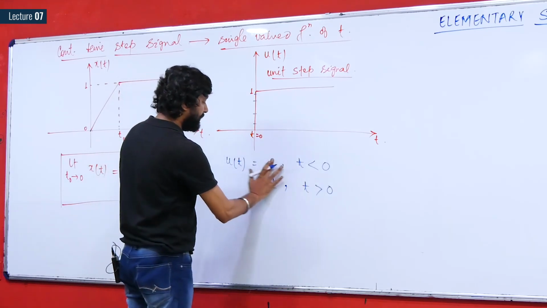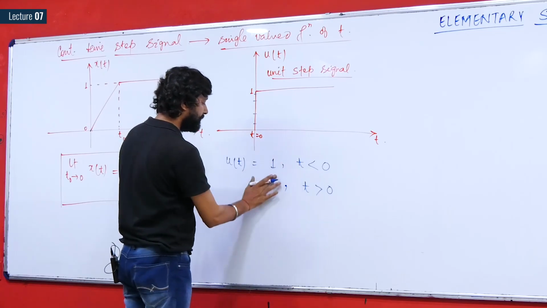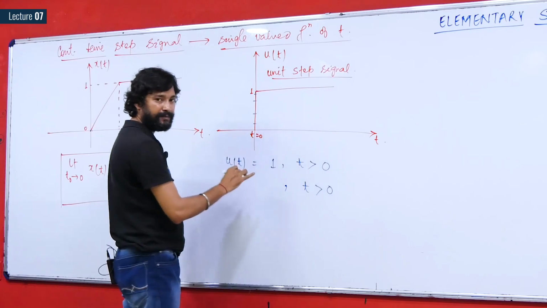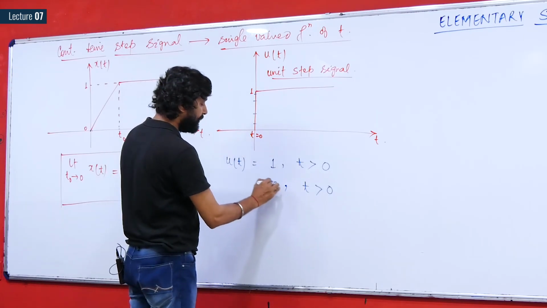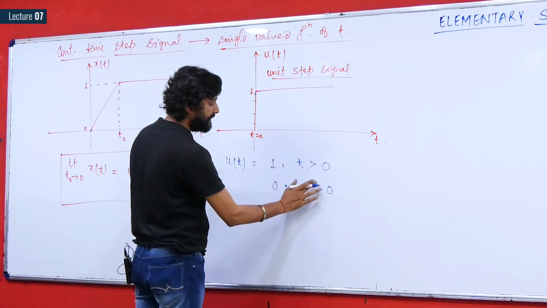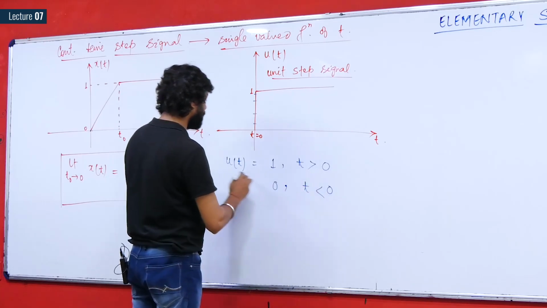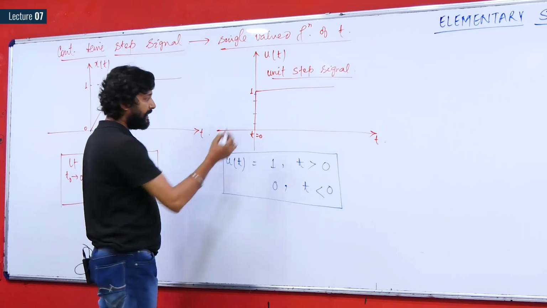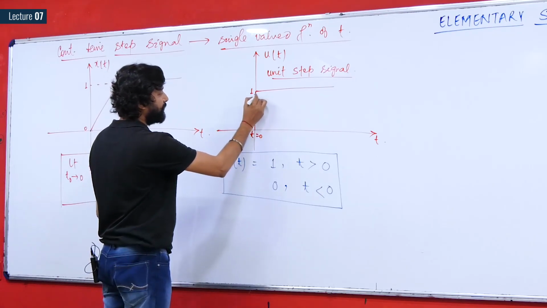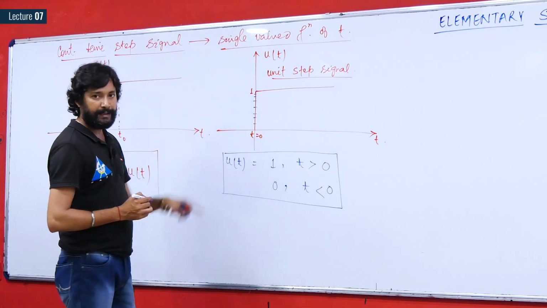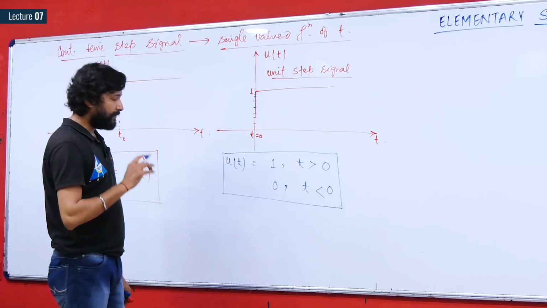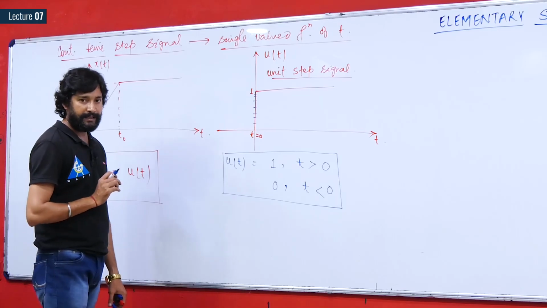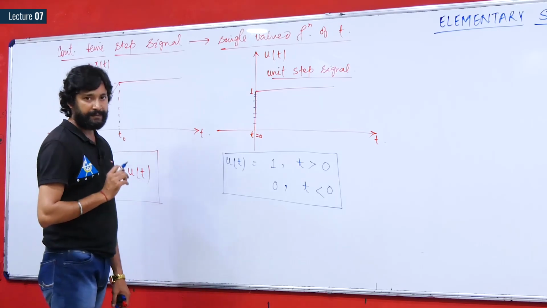And it will be better if we write the value for t greater than 0 first, because we have to choose the value that is non-zero. So we can write u of t is 1 for t greater than 0, and it is 0 for t less than 0. It means the signal u of t is having a discontinuity at the point at time t equals to 0. So it is discontinuous at time t equals to 0. And if you have to approximate the value at the point of discontinuity, then we will use Gibbs phenomena.